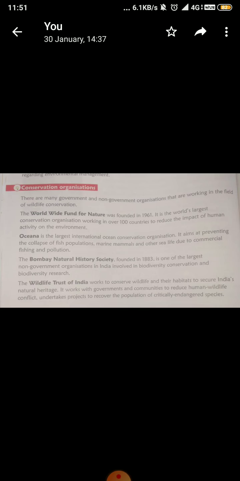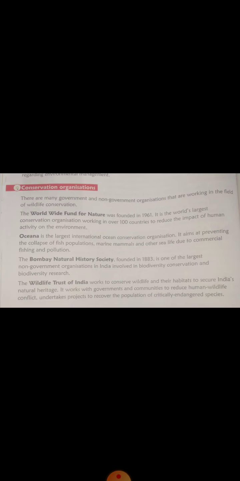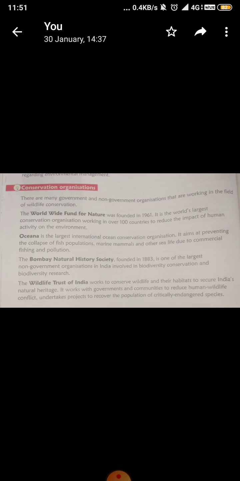Next topic is conservation organizations. Here we are discussing some conservation organizations. First one is the Worldwide Fund for Nature. It was founded in 1961 and it is the world's largest conservation organization, working in over 100 countries to reduce the impact of human activity on the environment.